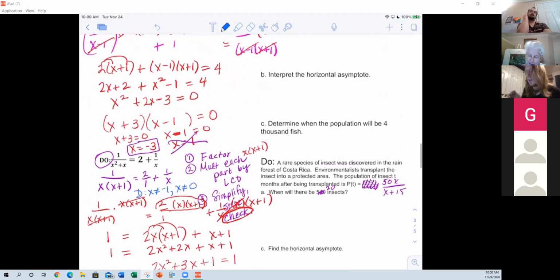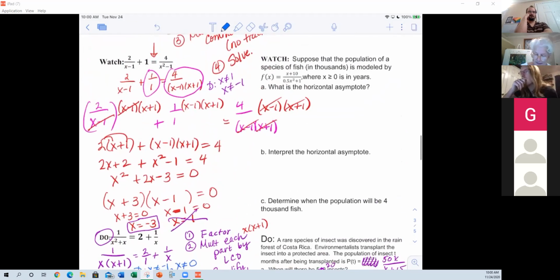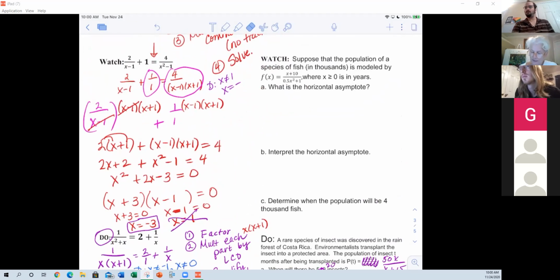Okay, so then let's look at this. Suppose the population of a species of fish is modeled by this function where x is greater than or equal to 0 in years, which would make sense since you're not going to go backwards in years. What is the horizontal asymptote? So we have f of x equals x plus 10 over 0.5 x squared plus 1. And how do we determine the horizontal asymptote? What are we looking at?